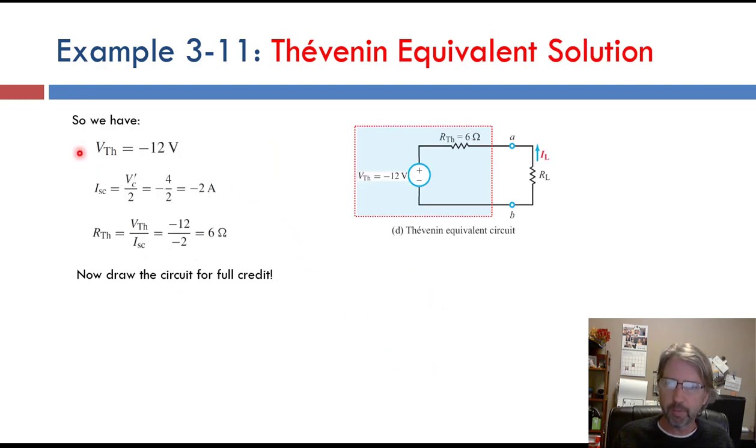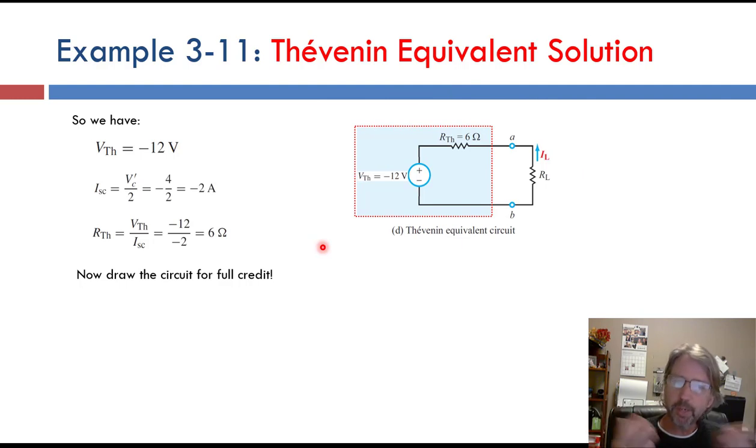And then once we have the open circuit voltage and the short circuit current, we can find the Thevenin resistance, or the Norton resistance if you wanted. It's the same thing. 6 ohms, like we saw before. Thevenin voltage, open circuit voltage was identical to the time we did it with method 2. And we get our final Thevenin equivalent circuit. So don't forget to draw the circuit when you're done. So that's another way. It's not too hard.